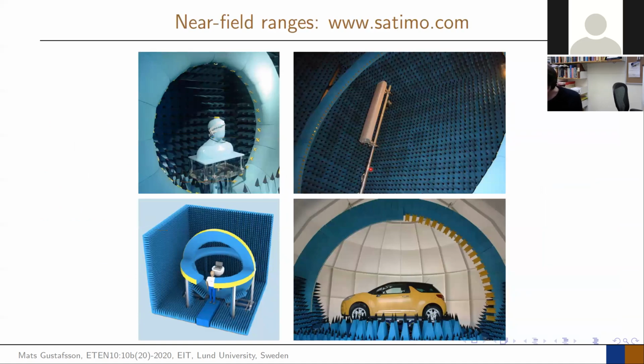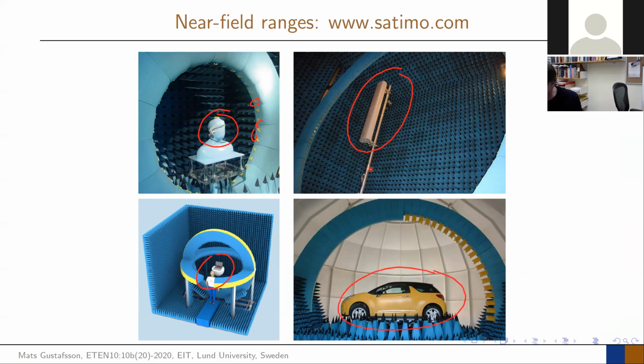These are some photos here. For example, this is from Microwave Vision, or Satimo, nowadays Microwave Vision. Here you can see a cellphone around the head. So you can actually turn this one around, and then you measure at the same time. Here are the antennas that measure these ones. This is a base station. It's a person with a laptop, so you can understand how the waves are coming out from it.